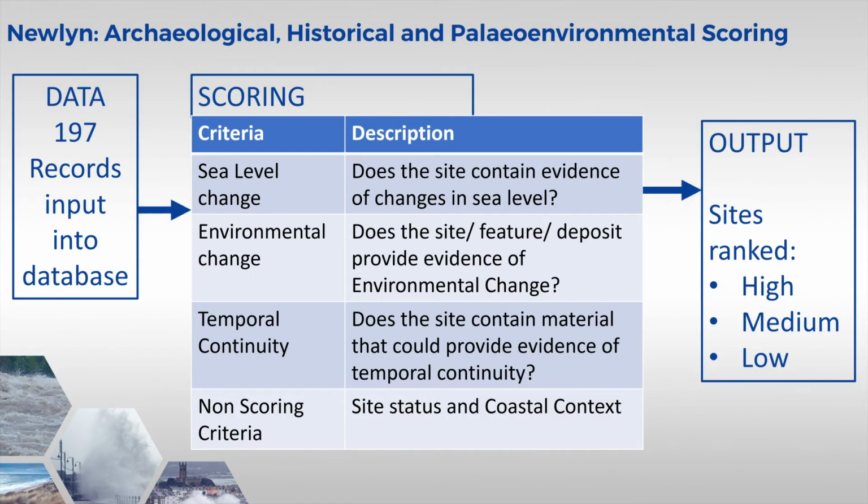Before we put the sites onto the viewer, however, we score them. We look at sea level change, environmental change, temporal continuity, and a non-scoring criteria, which is qualitative, to give it a coastal context. Now we score them as high, medium or low in relation to their value in helping us to understand long-term change. And we flag up the high ones as the ones that coastal managers should look at to inform our understanding.